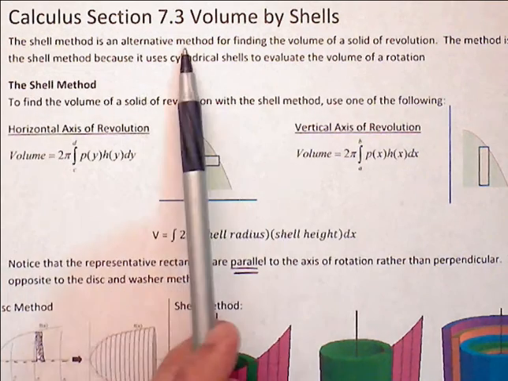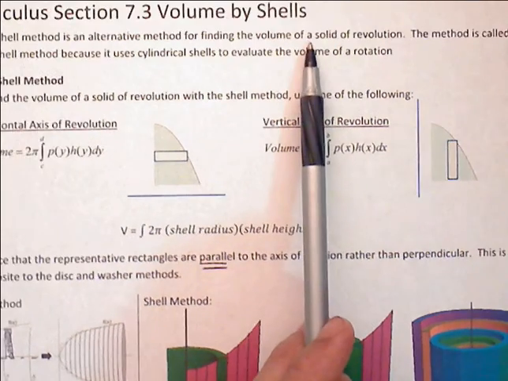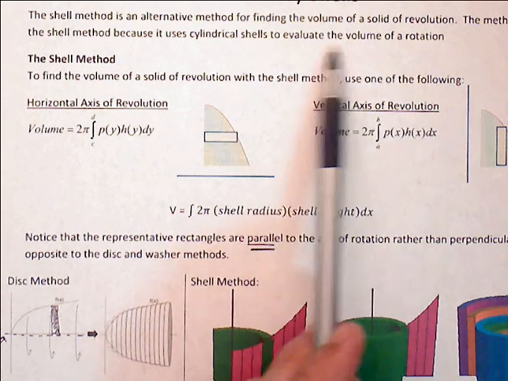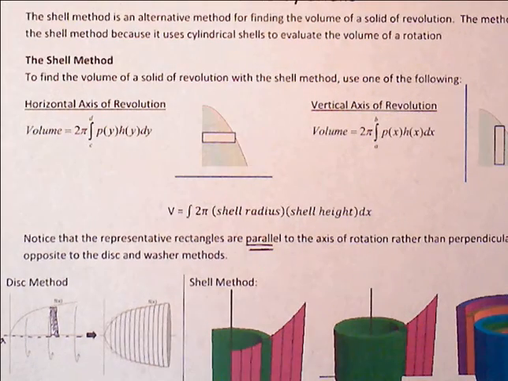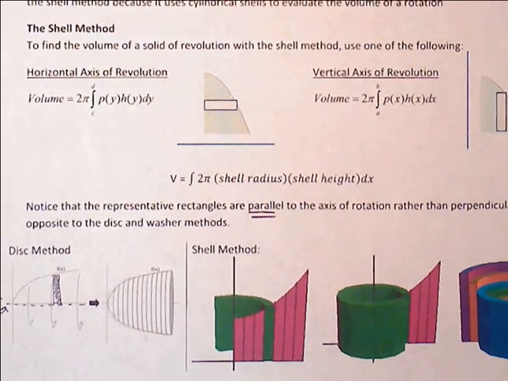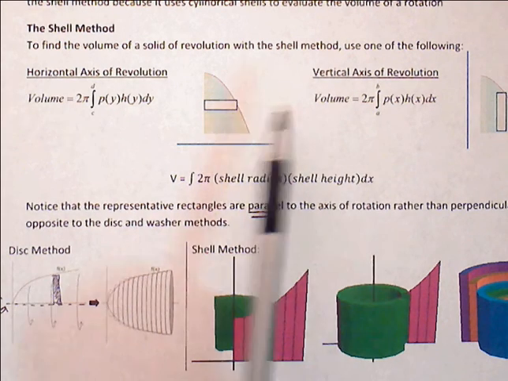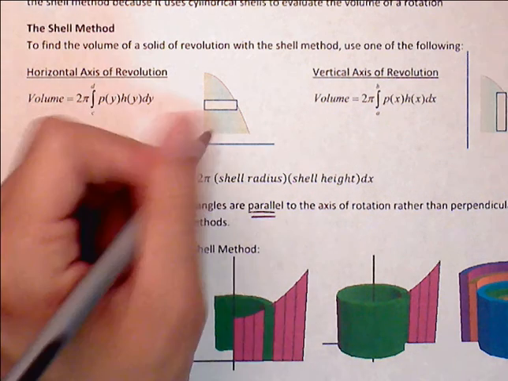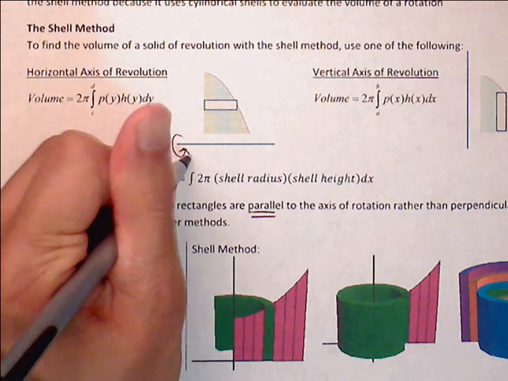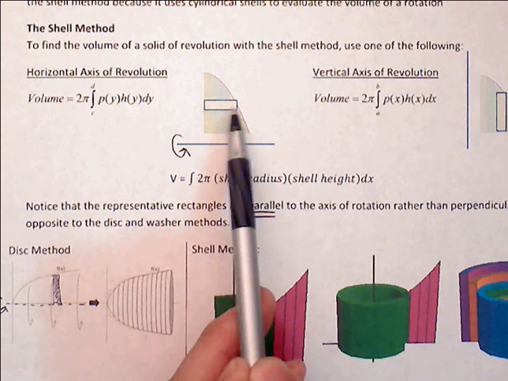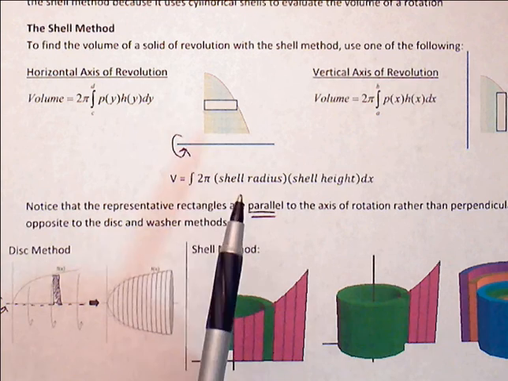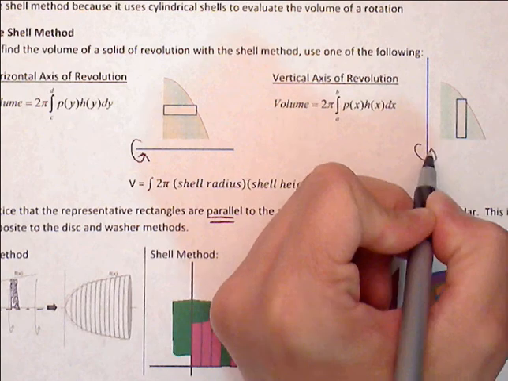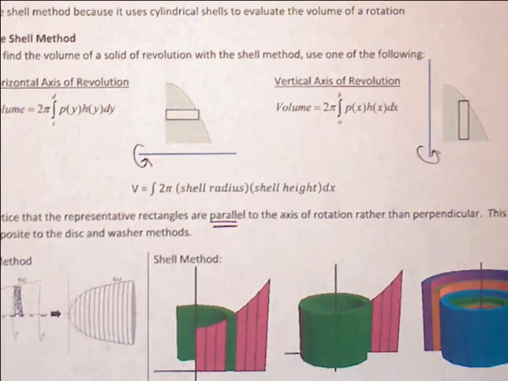All right, so the shell method is an alternative method for finding the volume of a solid of revolution. The method is called the shell method because it uses cylindrical shells to evaluate the volume of a rotation. To find the volume of a solid of revolution, we use one of the following. If it's a horizontal axis of revolution, let's say this blue line represents the axis of revolution, then we're going to be using horizontal rectangles. If it's a vertical axis of revolution, then we're going to be using vertical rectangles.